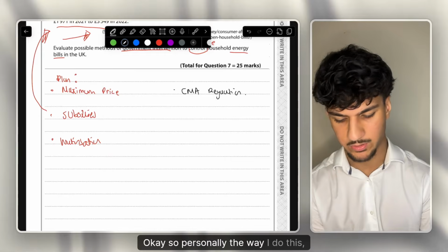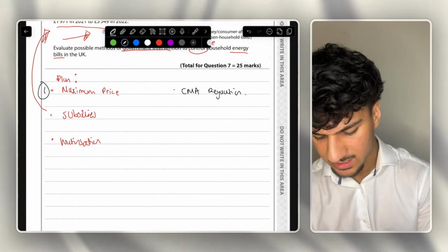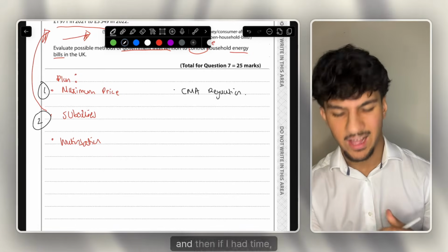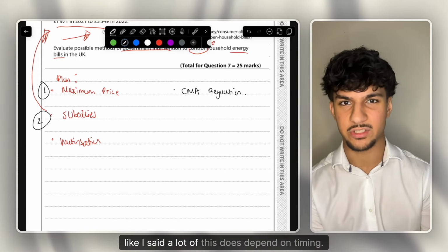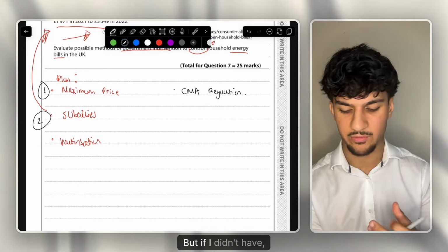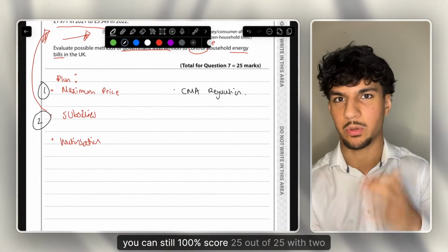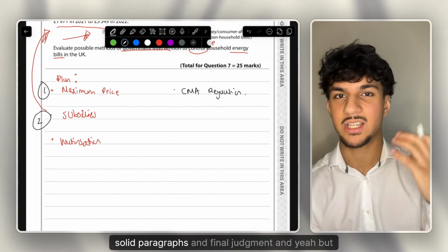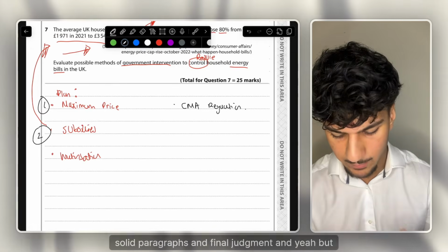Okay, so personally, the way I do this, I'd probably do one paragraph on maximum price, a second paragraph on subsidies, and then if I had time, and a lot of this does depend on timing, I'd probably do another paragraph on either one of those two. But if I didn't have enough time, you can still 100% score 25 out of 25 with two solid paragraphs and a final judgment.